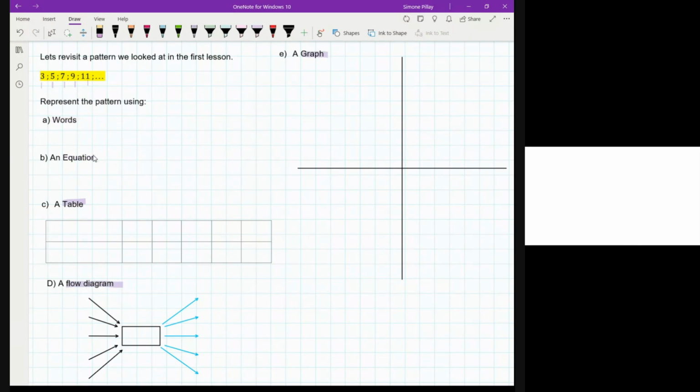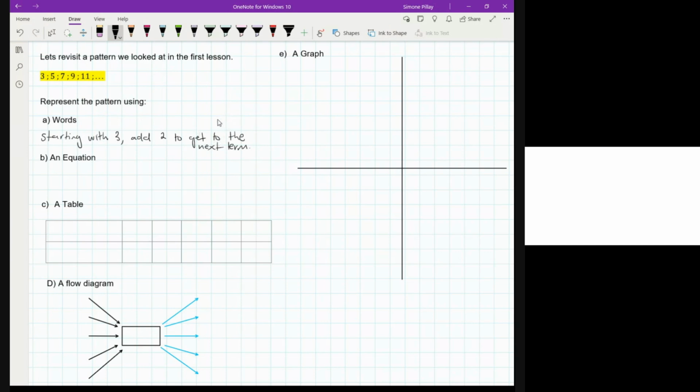So first things first, how do we represent a pattern using words? Can somebody tell me what the answer to that would be? Itandile, you've answered already, so I'm going to take Bree's hand. Yes, Bree. The answer is you add 2 to each number starting from 3. Okay, so we're going to say starting with 3, we add 2 to get to the next term. You with me there? Yes, ma'am. Cool. So that was beautifully done.